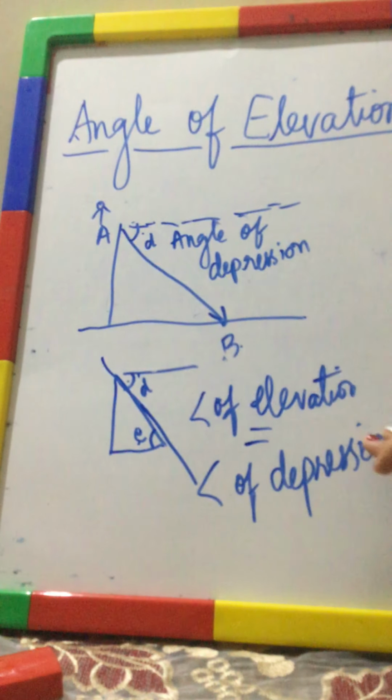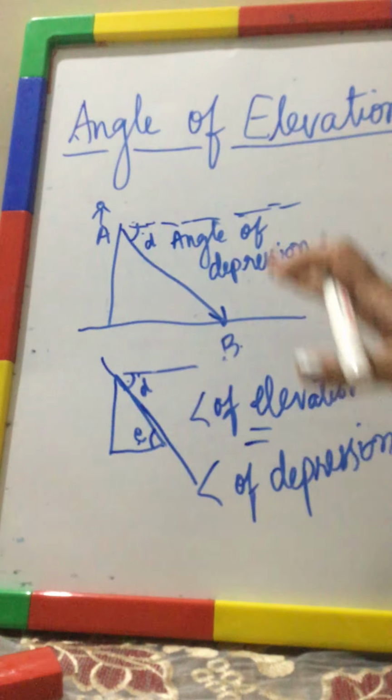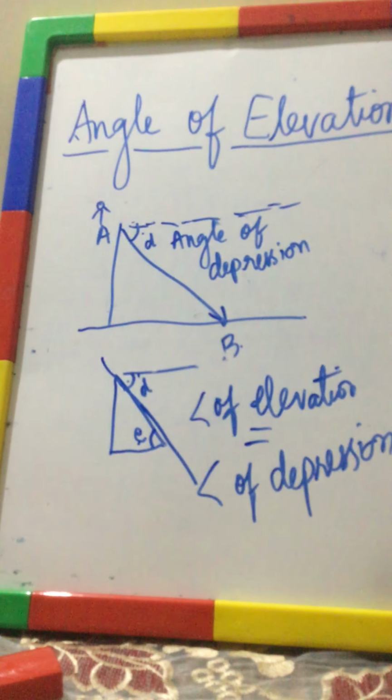So, these are the two angles which are the basic concepts when solving the height and distance problems.